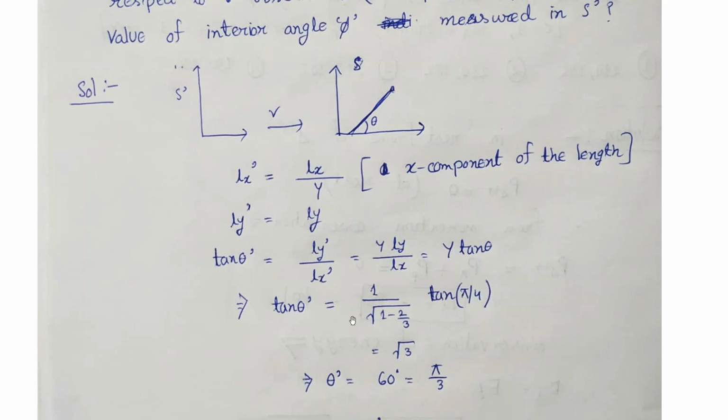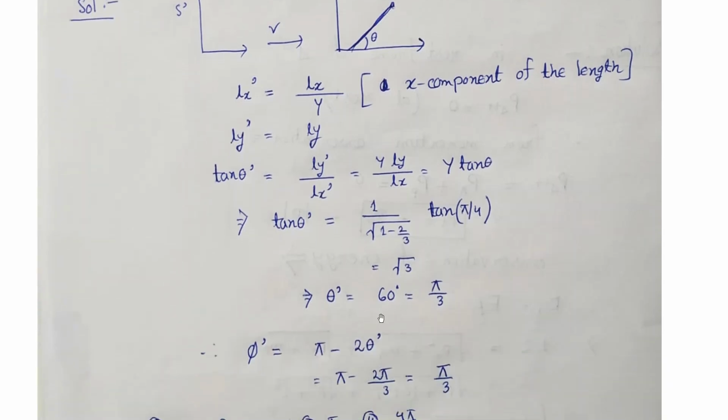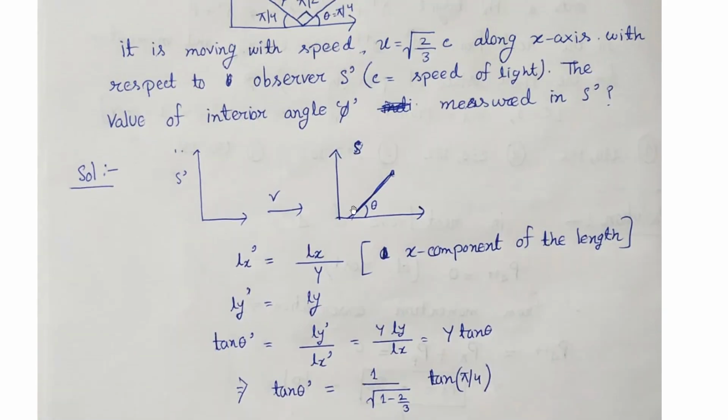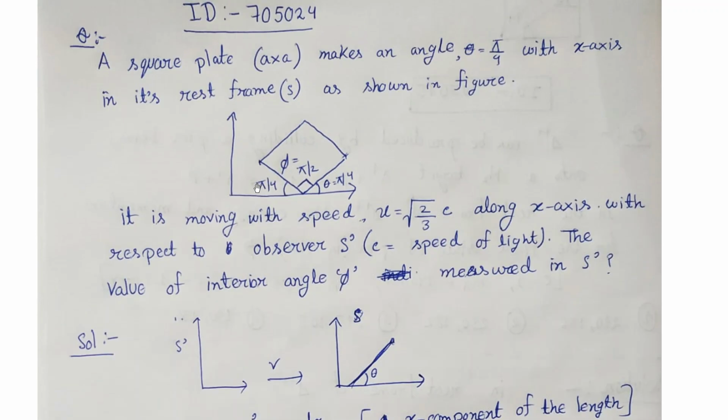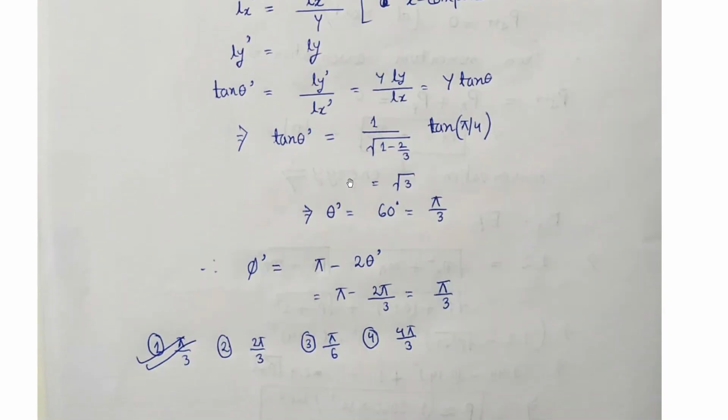We have gamma is 1 by root under 1 minus v squared by c squared. So v squared by c squared is 2 by 3, and theta is pi by 4. So we can find that tan theta prime is root 3 and theta prime is 60 degrees. So this angle, theta equal to pi by 4, is actually changed to theta prime equal to pi by 3 for the observer S prime. This angle also changes to 60 degrees, and this angle also changes to 60 degrees. So what is the interior angle now? What is phi prime? The total angle is pi minus 2 into theta prime, that is 2 into pi by 3. So pi minus 2 pi by 3 is equal to pi by 3.